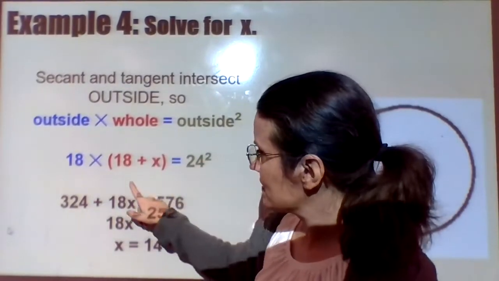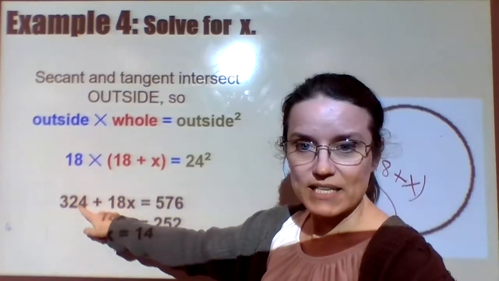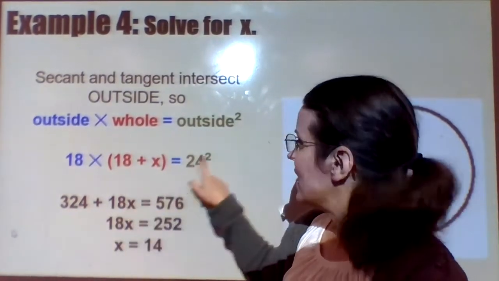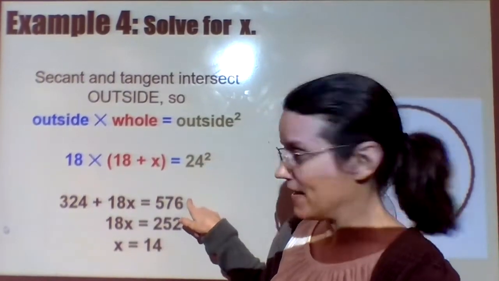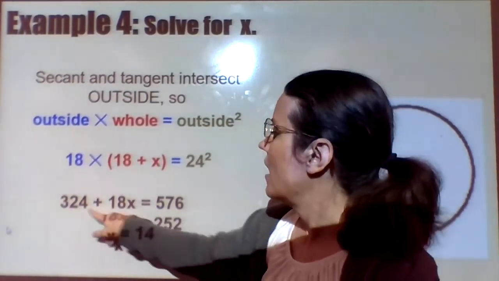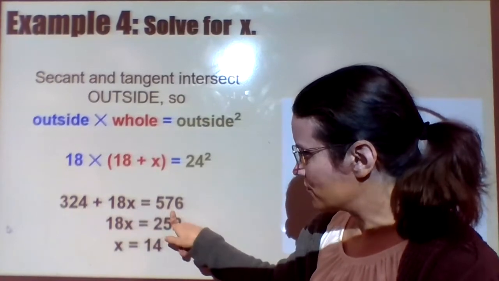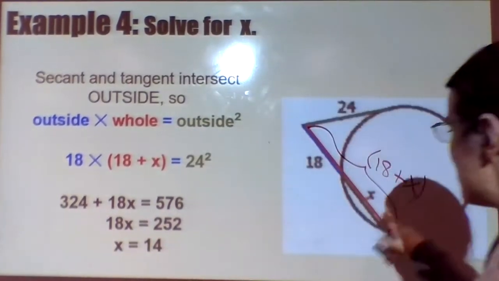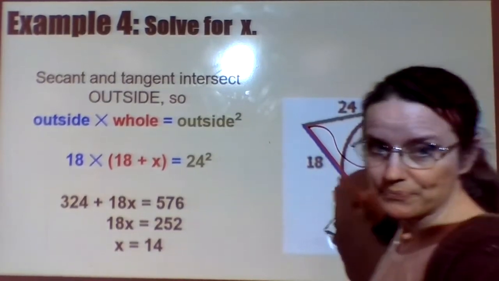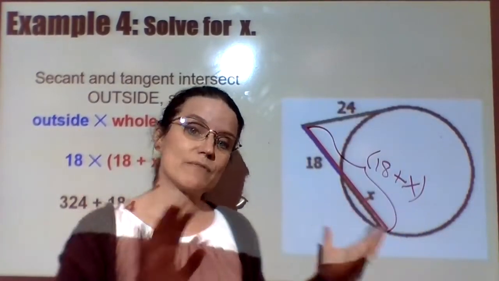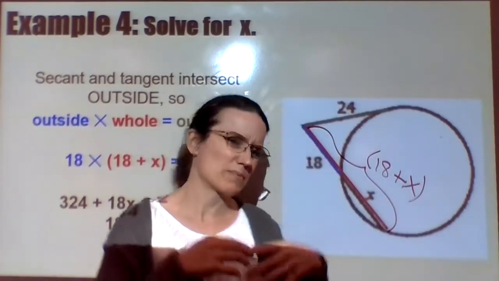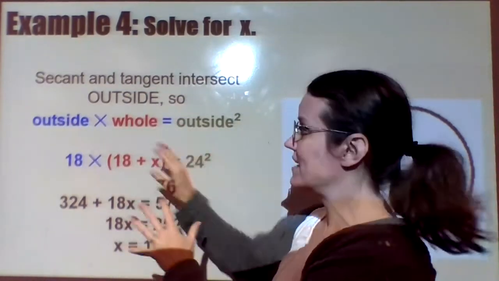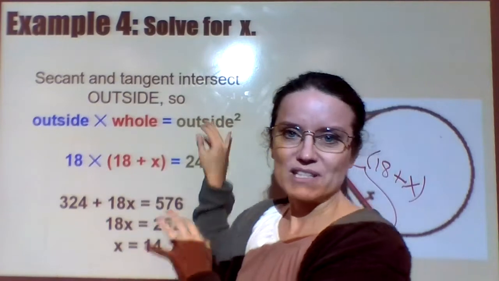So you start working this out. So the 18 times 18 is 324. 18 times x is 18x. And I put this in my calculator and get this fella, 576. I'm going to work it out, subtract the 324, divide by the 18, and x comes out to be 14 right here. In your assignment, we're going to give you different things that involve where x is or adding things and stuff, and you'll still always just set it up into these same formulas to find the lengths of your segments.